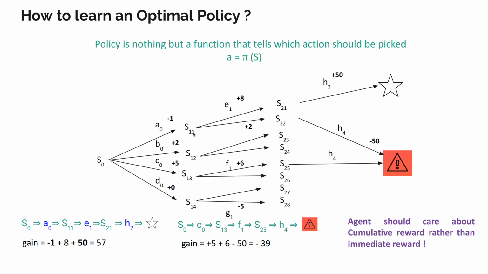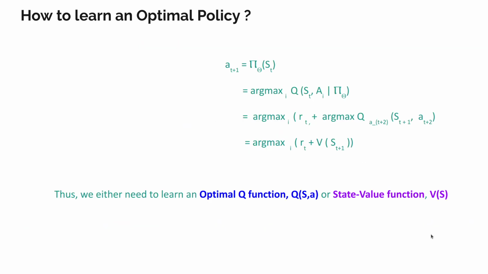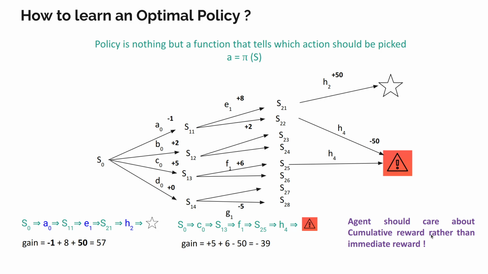So here for S1, A0 would be more beneficial, because from here you will be able to reach the goal. So overall, I wanted to give this example to show local reward is not enough. Agents should care about cumulative reward rather than immediate reward. Any question, anything about this slide?